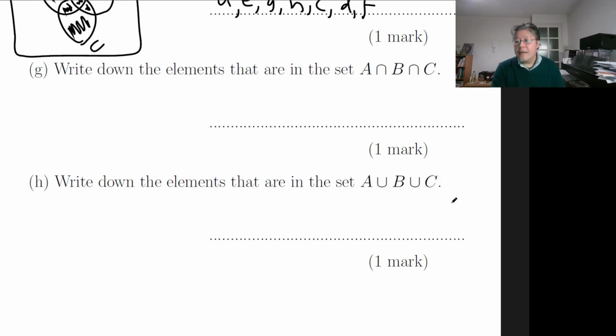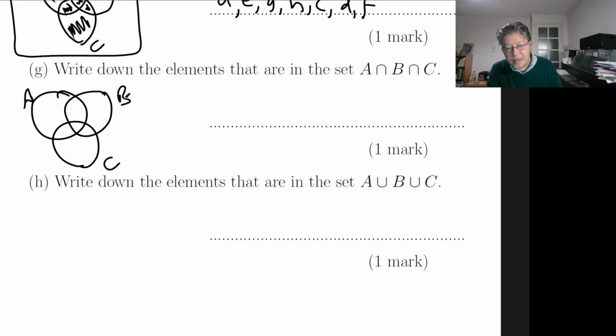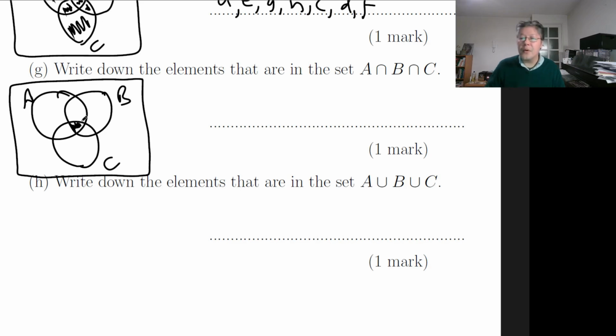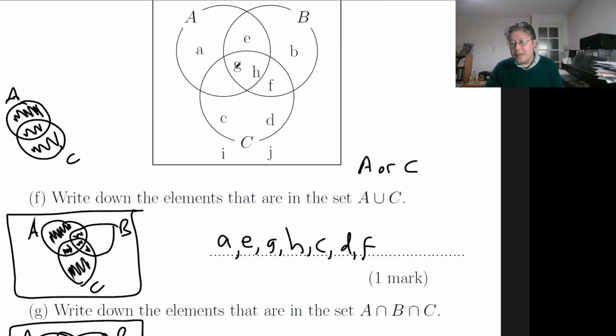And now we've got these triple symbols over here. So this is A and B and C. So A, B, C. It's the bit that is in all three, and there's only one region, this one here. This region up here is in A and B but not C. And same over here, this is A and C but not B. And this is B and C but it's not in A. This is the only one that's in all three, the middle bit. So that will be the G and the H.